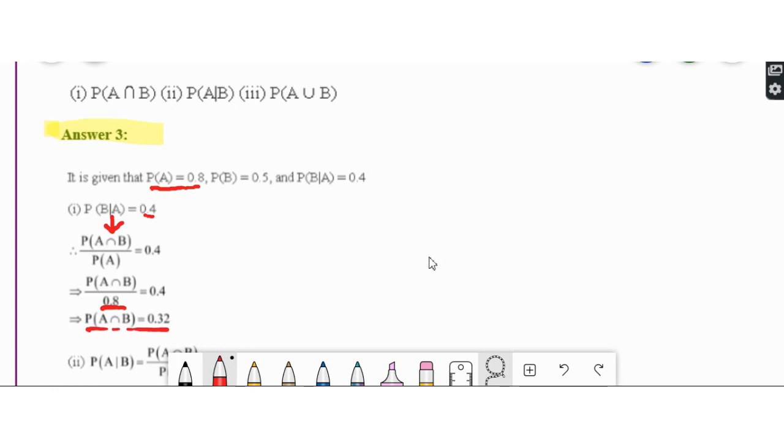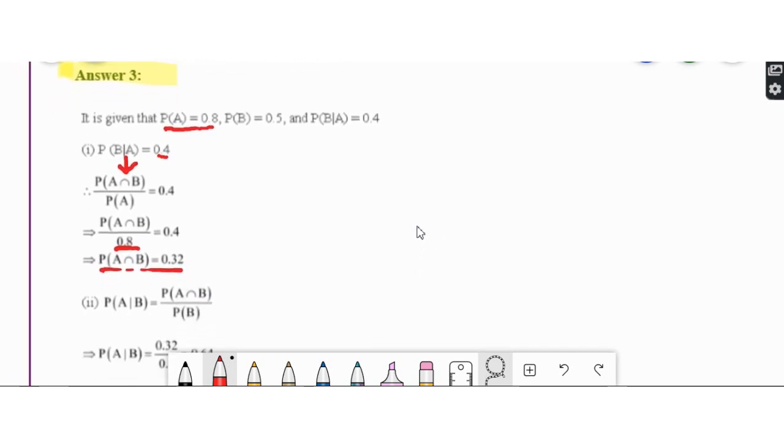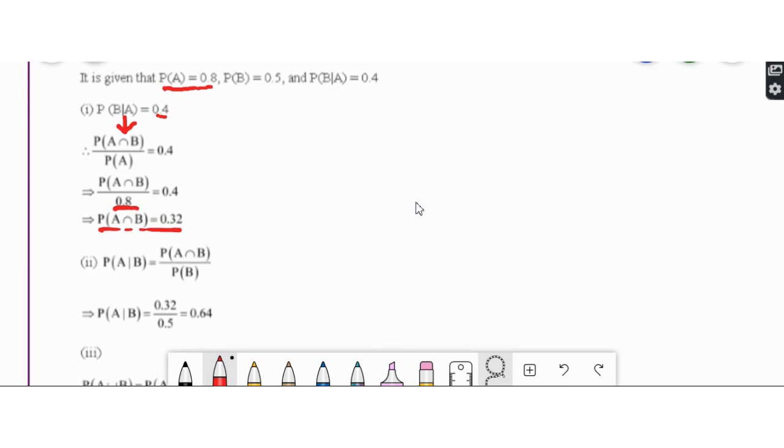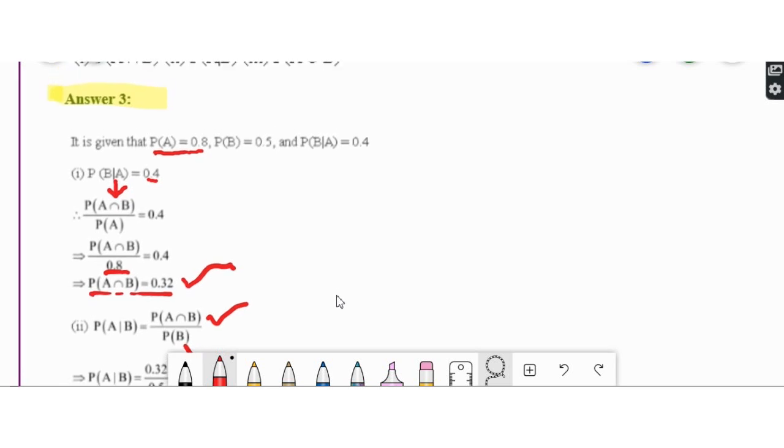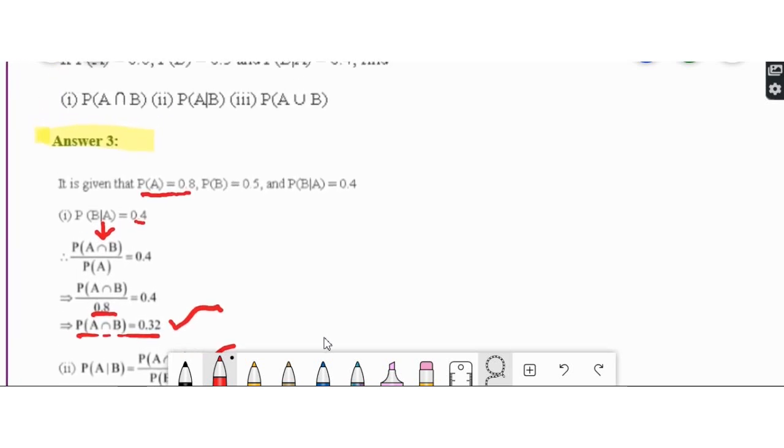Now second thing, you have to find out P of A by B. So I think that you can find it out very easily. P of A by B, you write down the formula: P of A intersection B upon P of B. Intersection is 0.32, that we already obtained. And P of B is 0.5. So the ratio is 0.64.